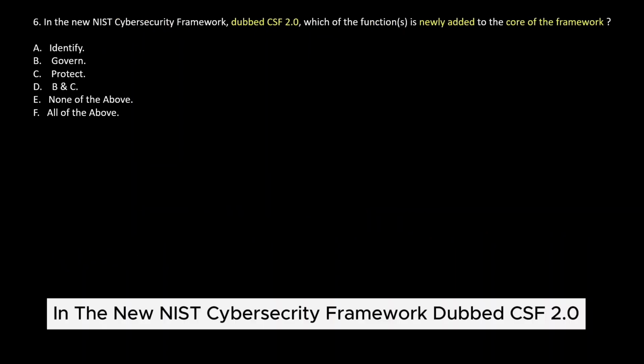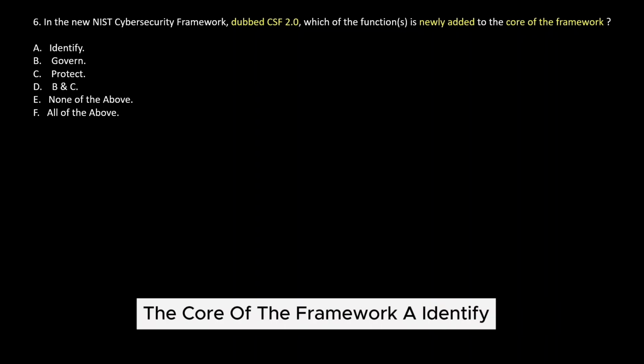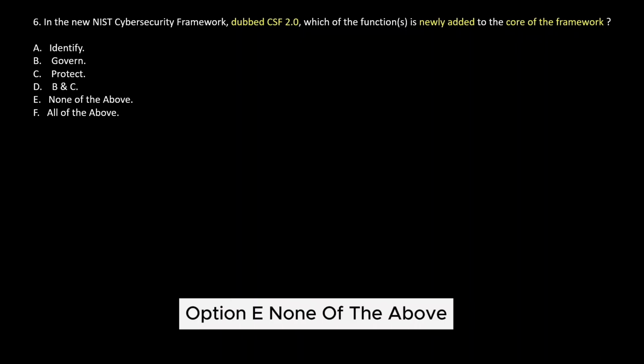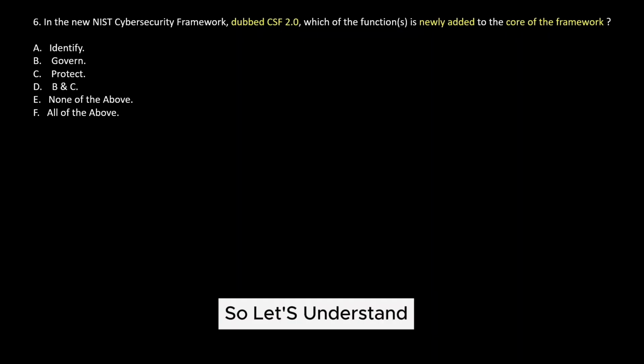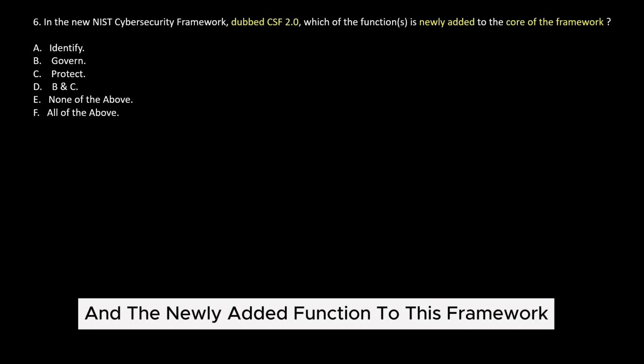In the new NIST Cybersecurity Framework dubbed CSF 2.0, which of the functions is newly added to the core of the framework? A. Identify. Option B. Govern. Option C. Protect. Option D. B and C. Option E. None of the above. Option F. All of the above. So let's understand the NIST Cybersecurity Framework and the newly added function to this framework.